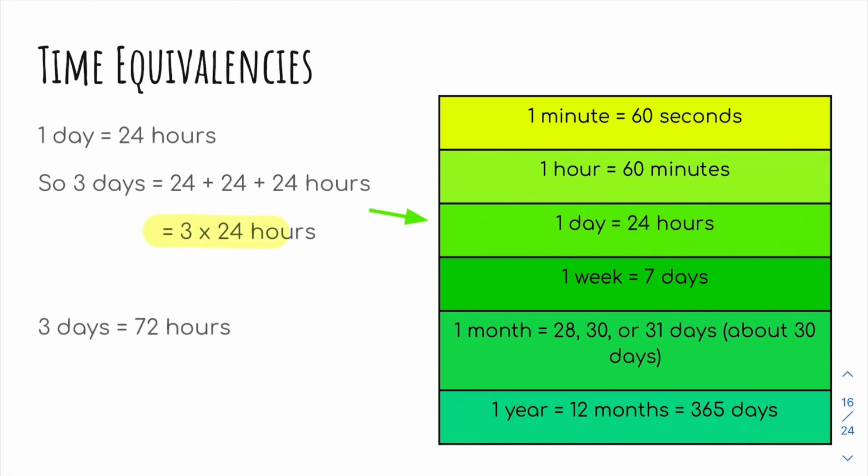Remember, I can also solve this with multiplication. 3 times 24 will also get me my answer. 3 days is equal to 72 hours.